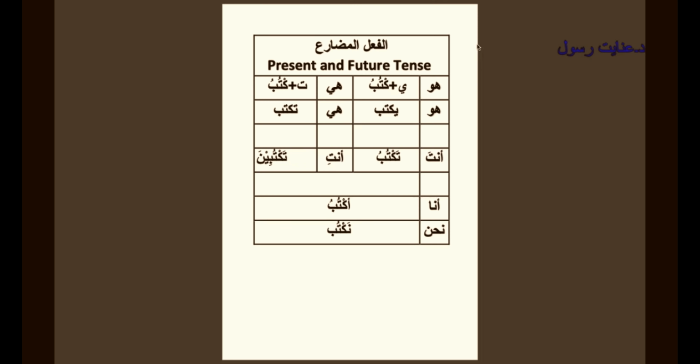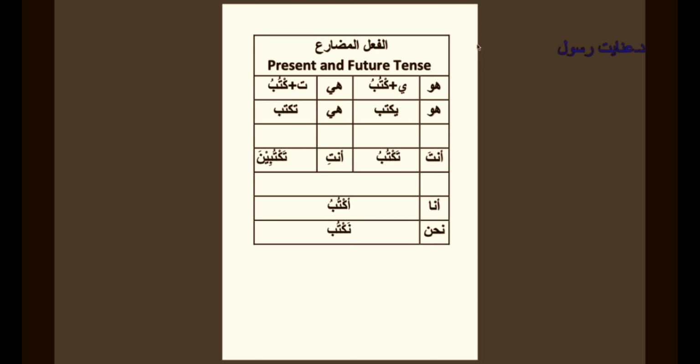Here taktubu, ta is added in the beginning. Huwa yaktubu, hiya taktubu. Anta taktubu, you for masculine, singular, second person. These are the verb in the same form. Hiya taktubu means she is writing or she will write. Anta taktubu is for the masculine, you are writing. Anti taktubina, you are writing, but for feminine.